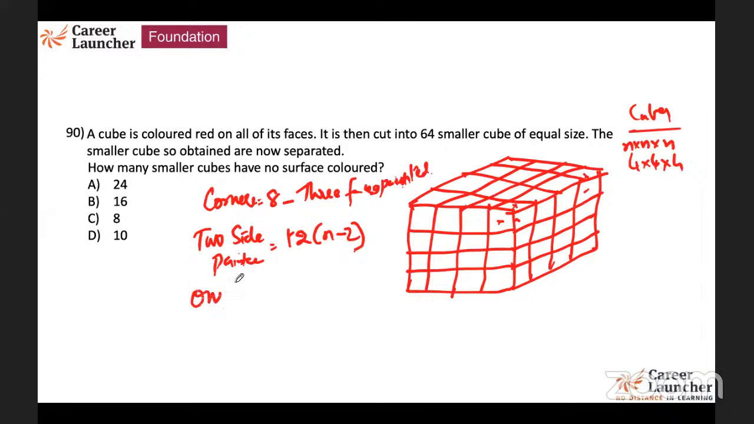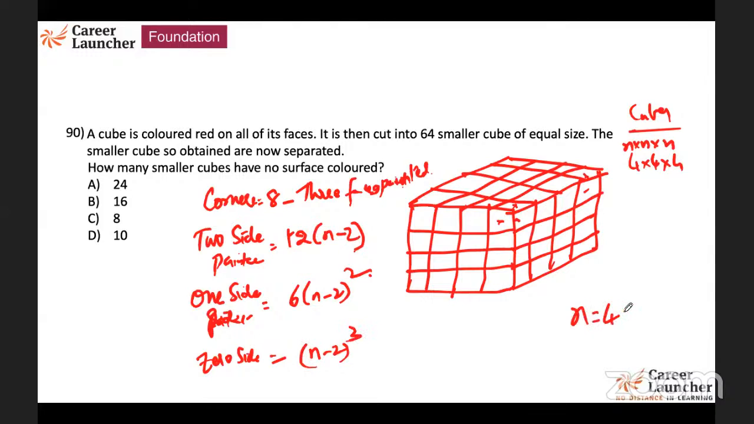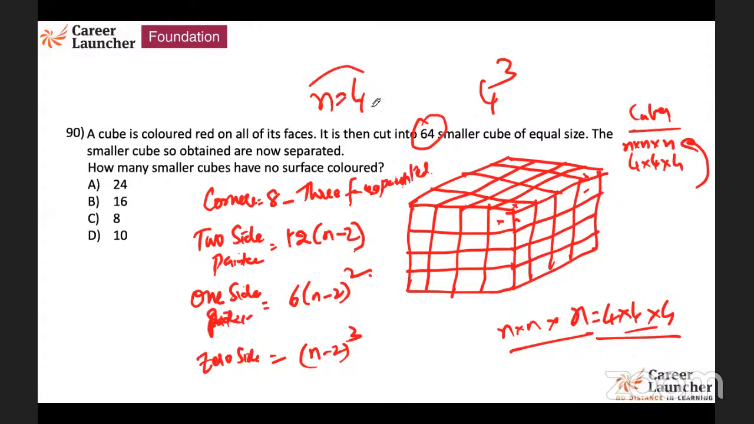If you want one side painted, the answer will be 6 into n minus 2 whole square. And 0 sides painted will be n minus 2 whole cube, where n is given as this one. The way it is converted into n into n into n is equal to 4 into 4 into 4. So 64 is 4 cube. Therefore, my n is equal to 4.